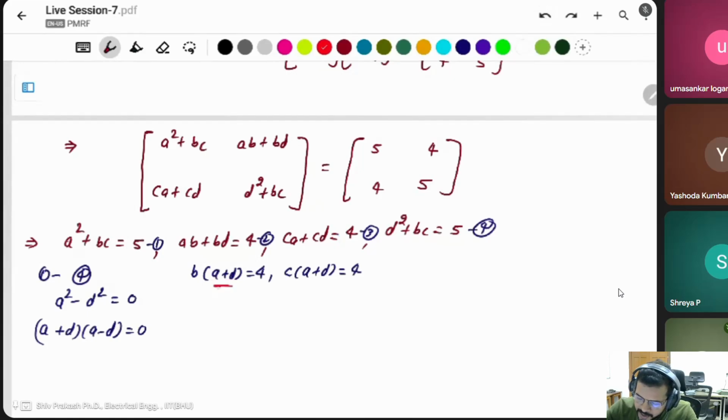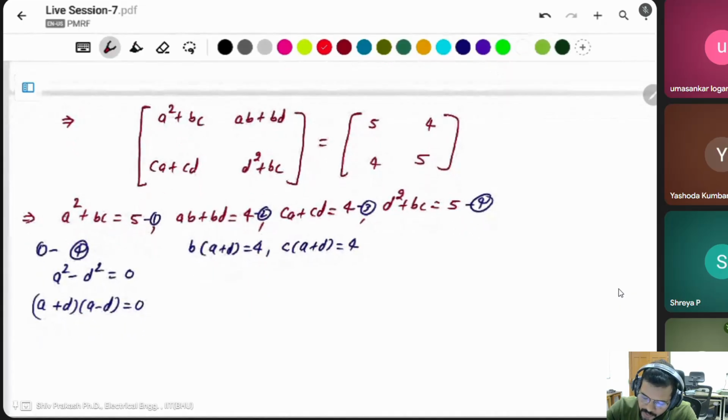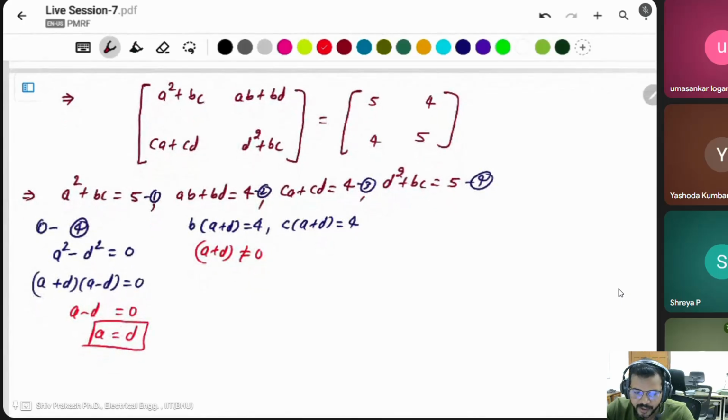If you take a plus d is equal to 0, then it means this one is also 0, but this is not a 0. Then you can say a plus d is not equal to 0. It means a minus d will be 0, then a equals d. Same thing you can apply here. If a is equal to d, then this will be 2ab is equal to 4, and this will be 2ac is equal to 4, because a is equal to d.